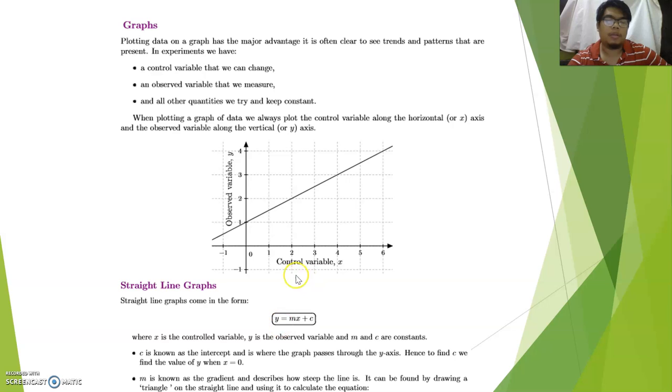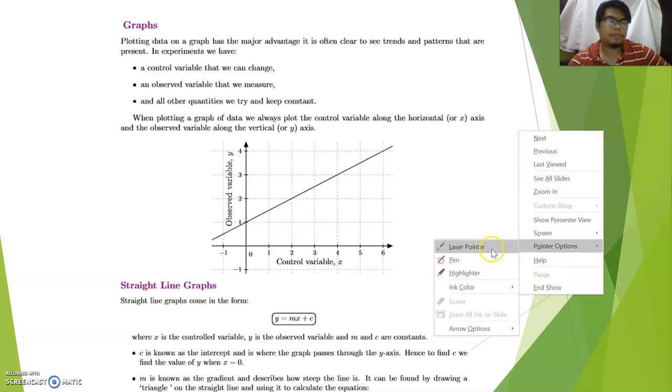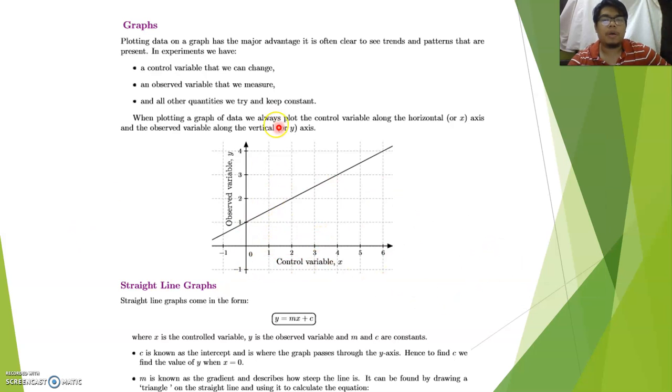So always in graph, the x-axis is the control variable, while the y-axis is the observed variable or responded variable, while all the other quantities that affect our experiment will be constant, so it will not affect the x and the y. Because otherwise all the other quantities will affect our control variable, and thus it will affect our observed variable.